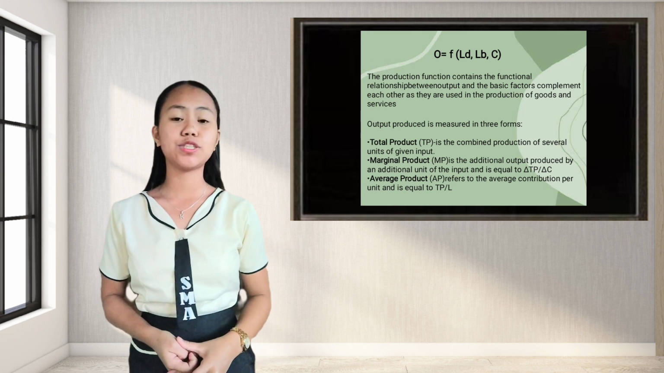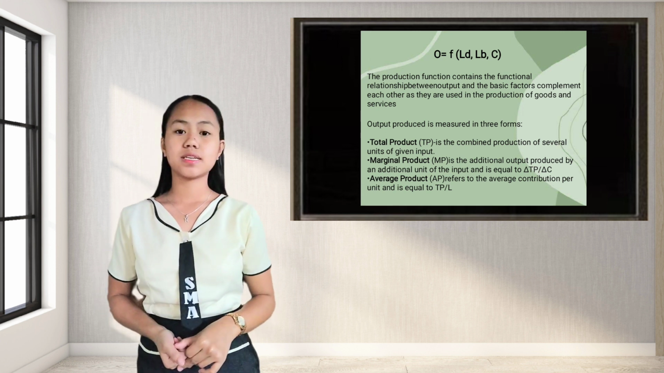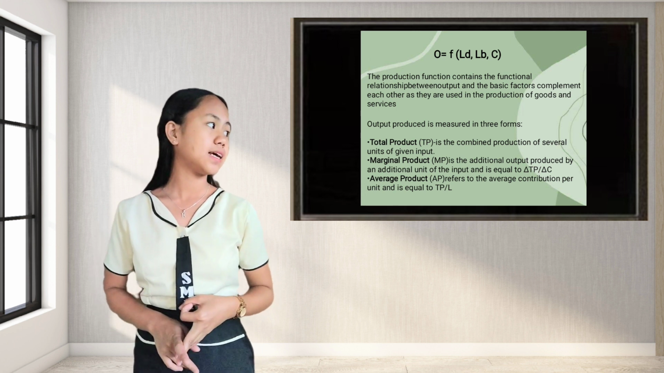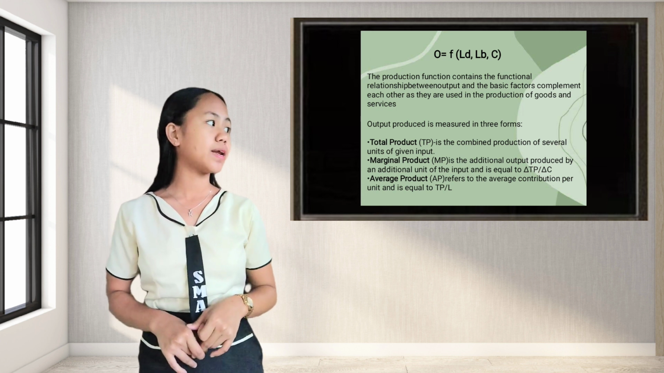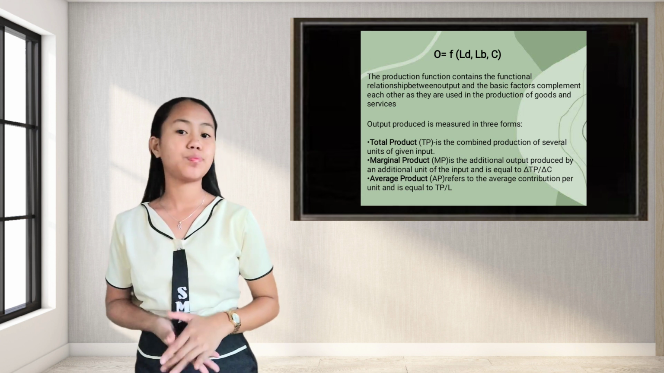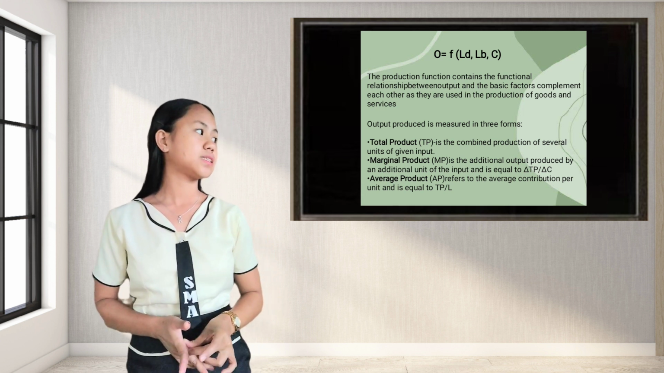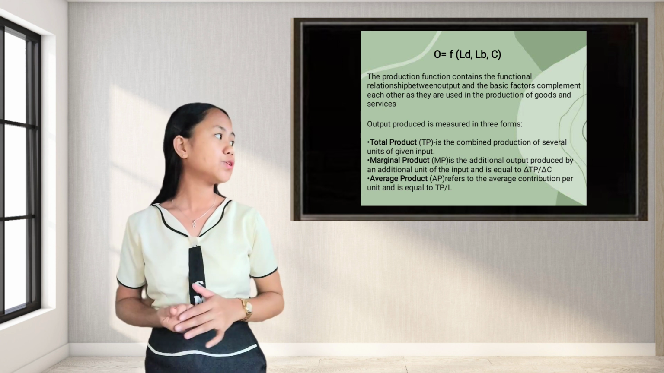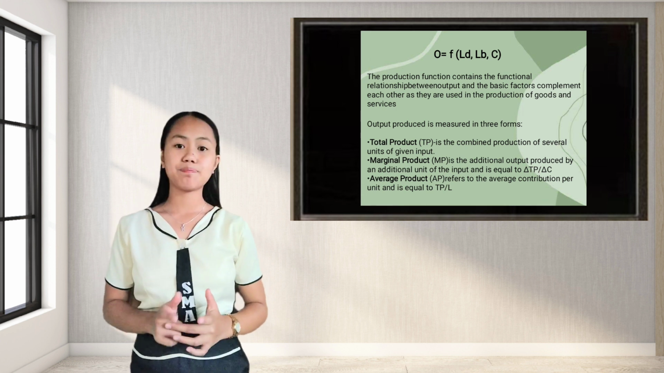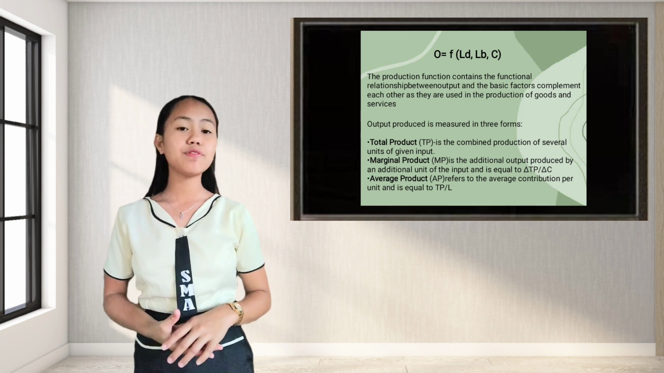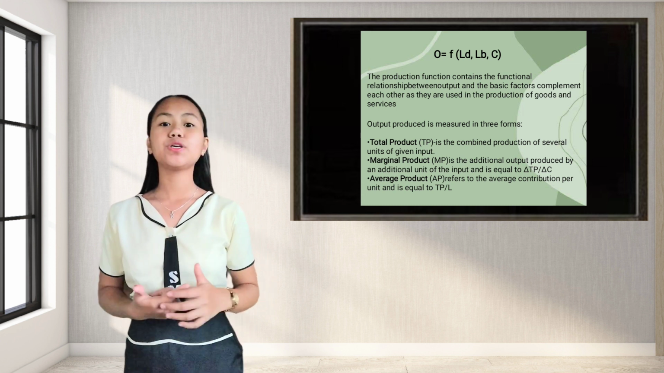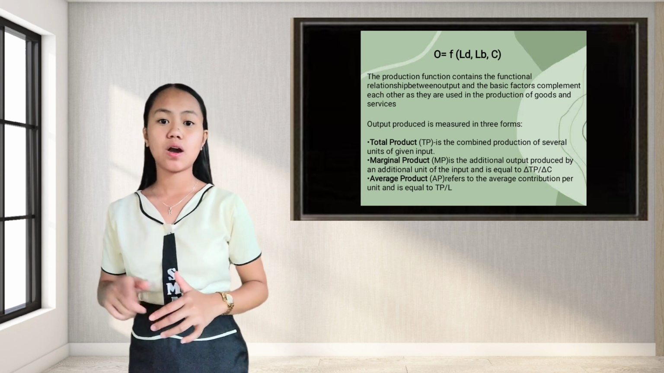Output produced is measured in three forms. First is total product, second is marginal product, and lastly is average product. So total product is the combined production of several units of a given input. Then marginal product is the additional output produced by an additional unit of the input and is equal to change in TP over change in C. Then average product refers to the average contribution per unit and is equal to TP over L.